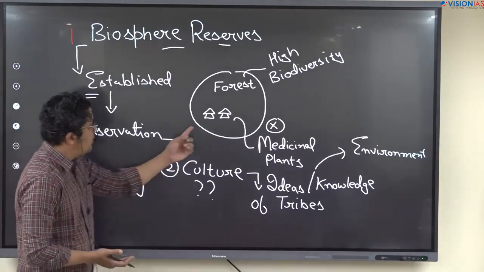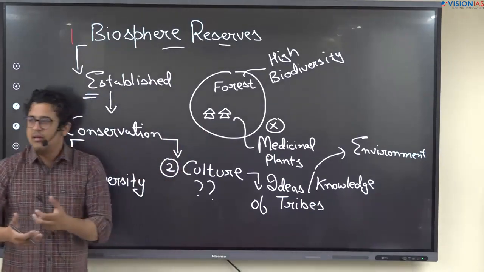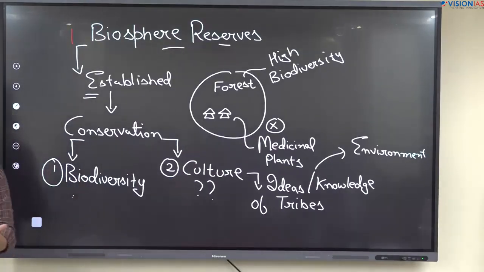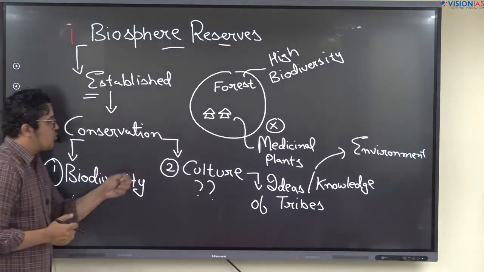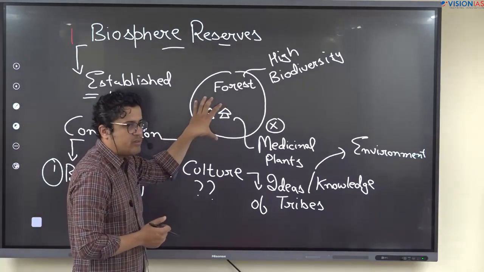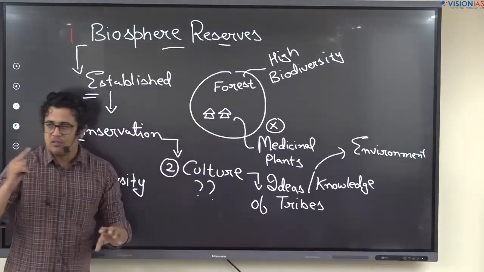Let's say, for example, the tribe living here has a unique knowledge of storing water. They have been storing rainwater for generations. So you can learn from them what they are doing to store rainwater. You can apply it in cities of India. This is a very unique knowledge that they have. So our objective is to protect the knowledge that these tribes have, because it is not written anywhere.